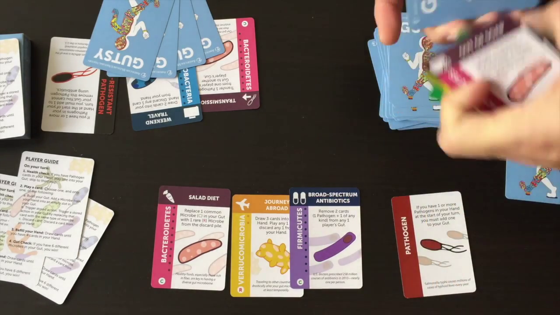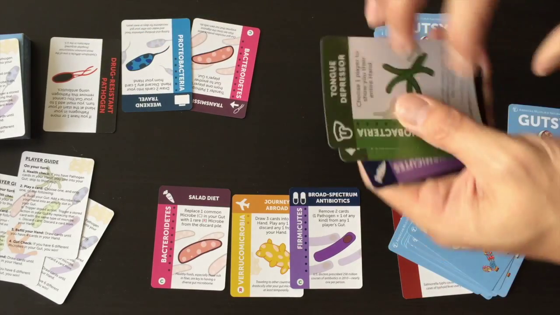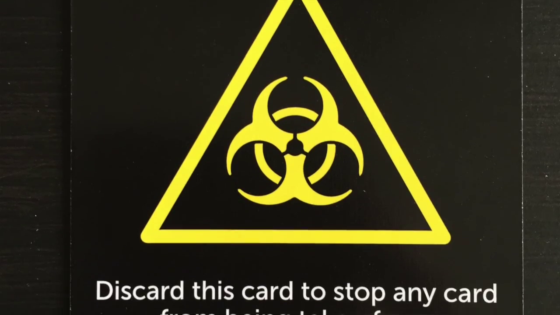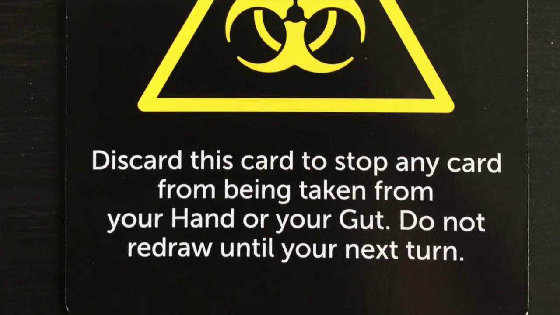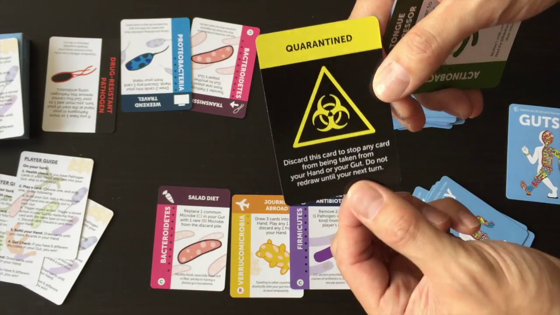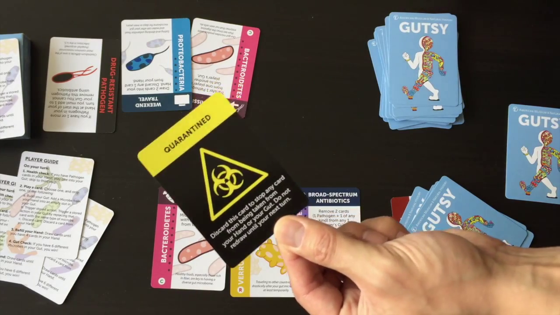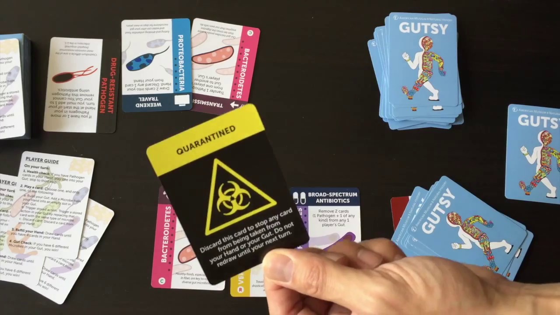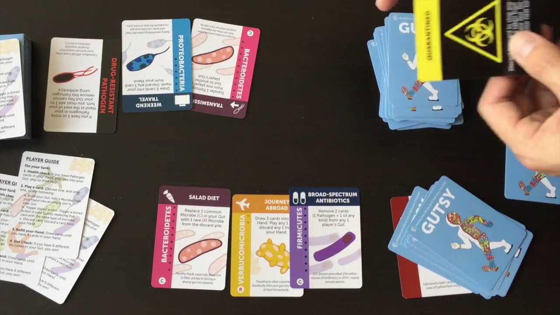A few other special cards. There is a quarantine card. When someone tries to steal your card, or an event tries to steal a card or take away cards from your hand, you can play the quarantine card and prevent the action from happening. So you can see it as a just-say-no card to people.